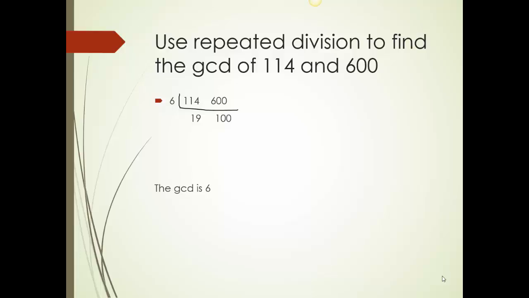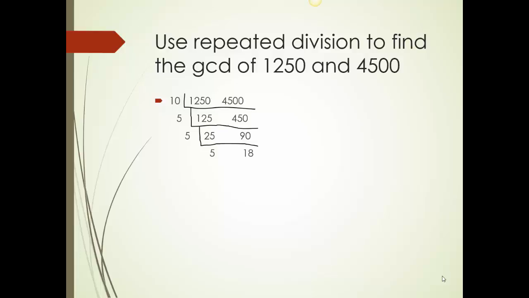So 114 divided by 6 is 19. 600 divided by 6 is 100. 19 and 100, we're done. They have nothing in common, so just the 6 I divided by is the GCD. All right, let's try it one more time.